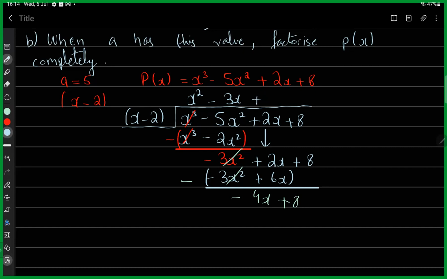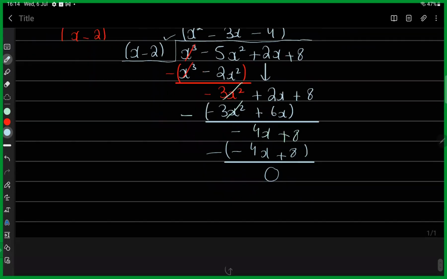minus 4, and it would give me negative 4x plus 8, and now when I find the difference, this would give me 0. So this is the first factor and here is the quadratic factor which I need to factorize further, okay?